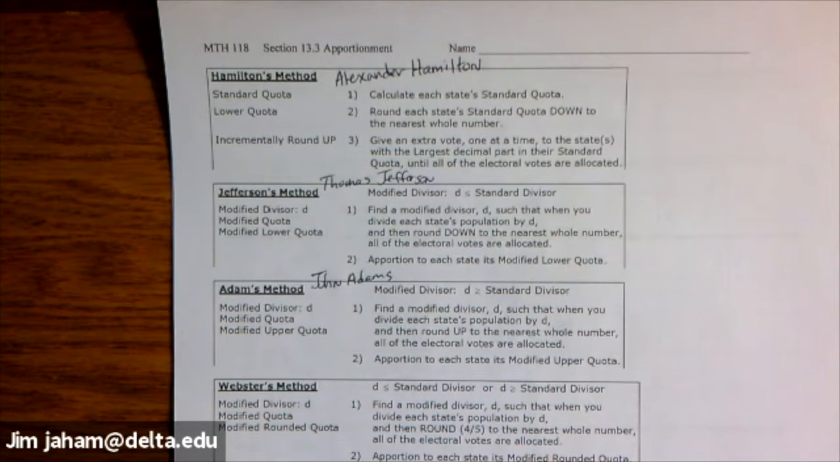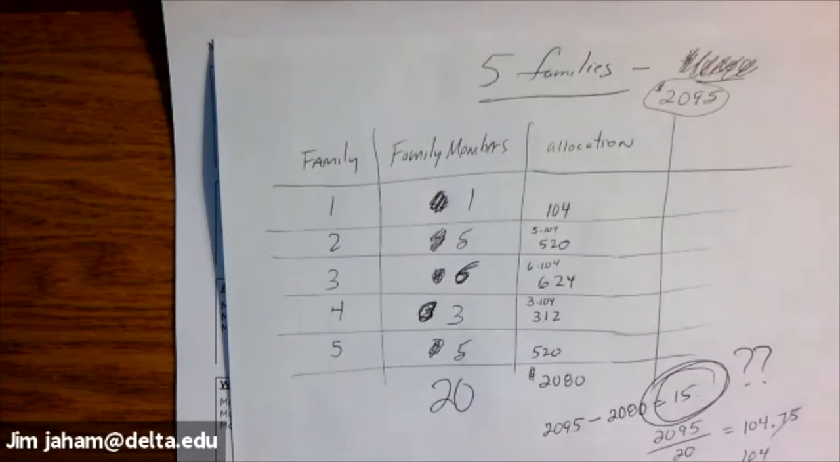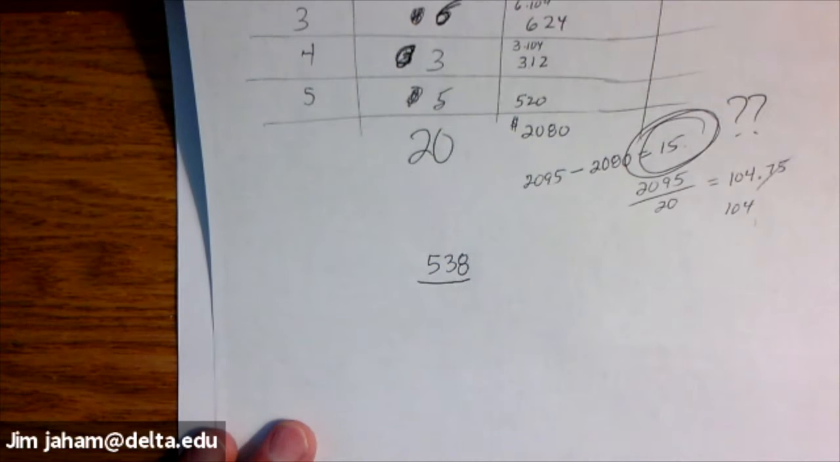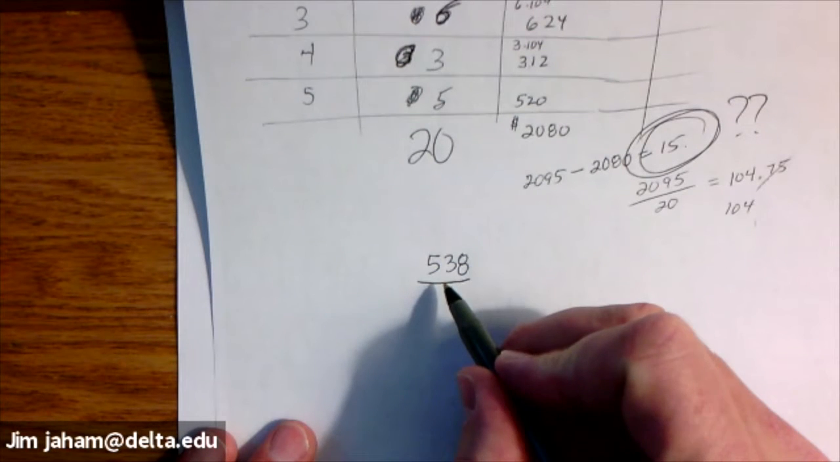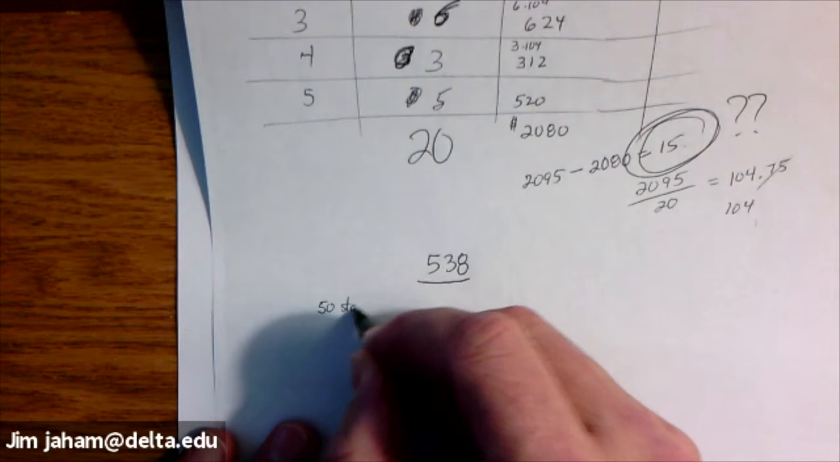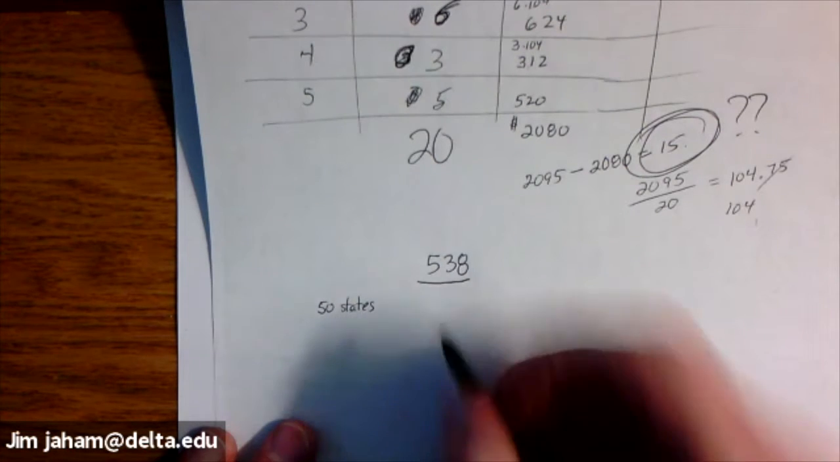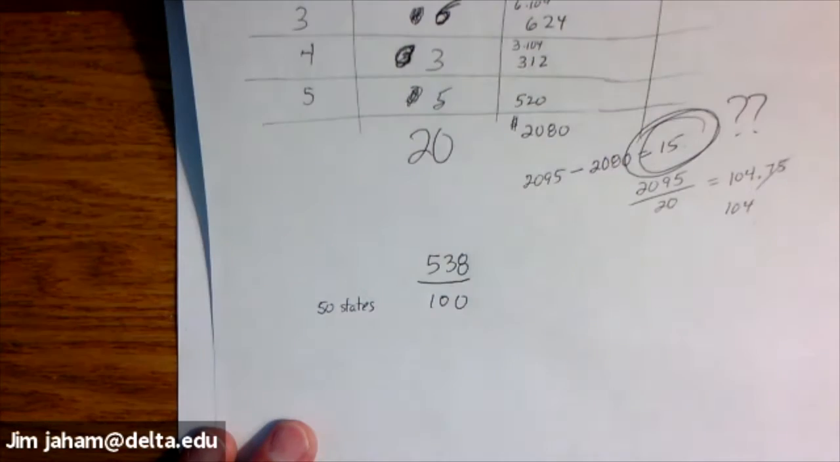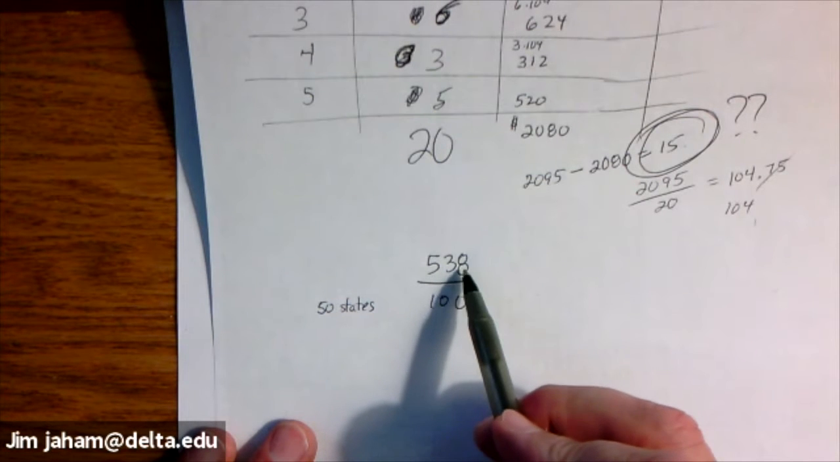And their math problem was, okay, we have all these states. There's different sizes of the population in these states. They wanted to form a representative government. And so they said, you know, we have 538 electoral college votes. And so we have 50 states. And each state has 2 senators. So that's 100. So there are 538 electoral college votes.